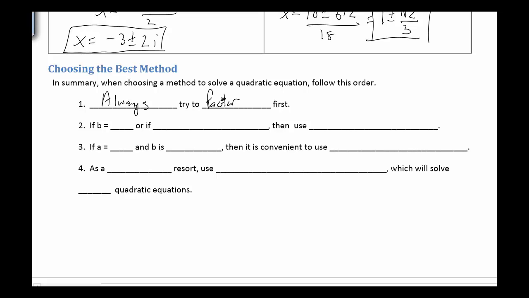If you happen to notice that there is no linear term, so the b term is gone, or you happen to notice that it looks like some expression squared equals a number, then square root is pretty much the best method to get that done. Completing the square is convenient and it works nice if you have a leading coefficient of 1 and your linear term happens to be even.